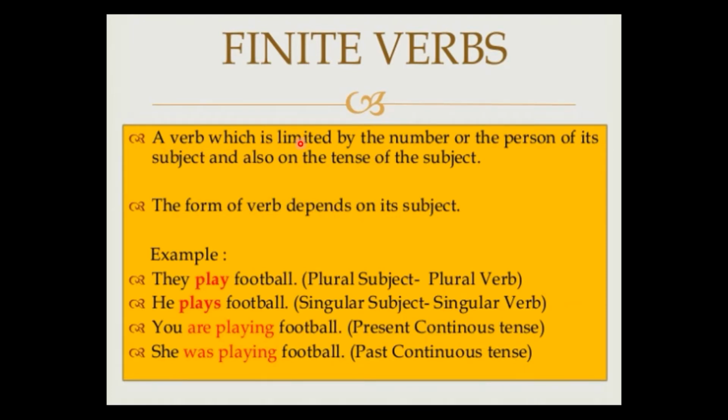A verb which is limited by the number or the person of its subject, and also by the tense of the subject, is called a finite verb. The form of the verb depends on its subject. So first you should know what the meaning of finite is. Finite means limited, you know. Finite means limited or bound.